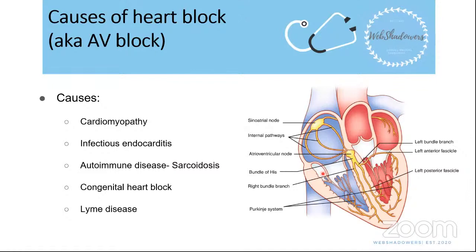All right, so here's a quick overview of some of the things that can cause AV block: cardiomyopathy, autoimmune disease. You can be born with heart block. Actually, kids who are born to mothers who have lupus are also at risk for developing heart block. Lyme disease can actually affect the AV node as well. Being out here in California, I've never seen Lyme disease, but if you practice on the East Coast, especially in New England, this is extremely common and something you'll definitely encounter.